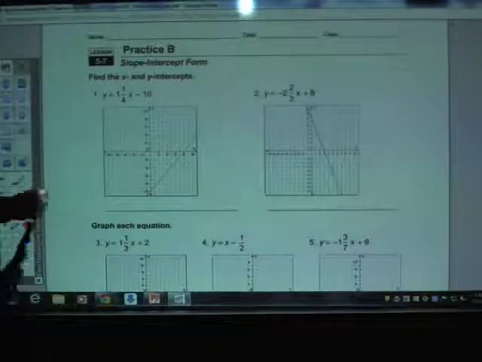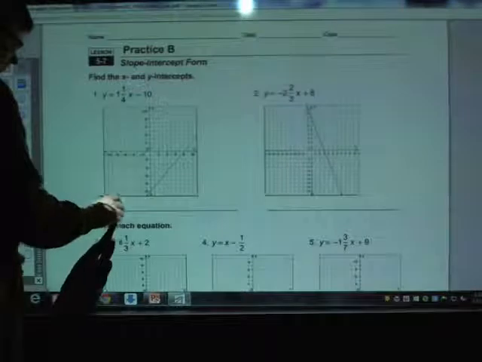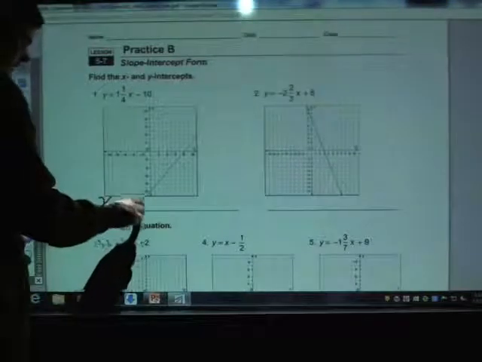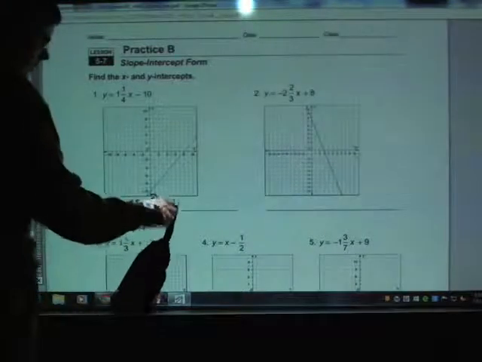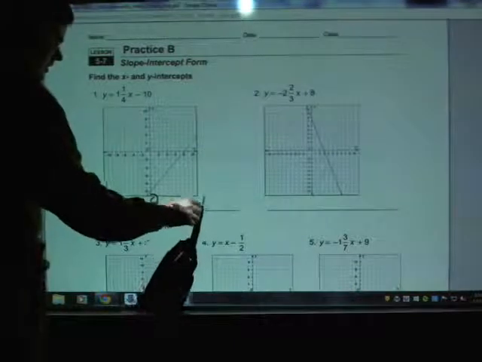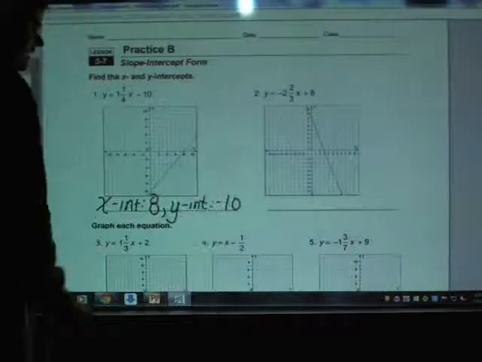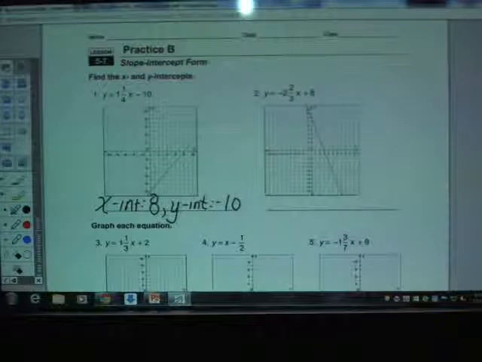So that's our answers. The x-intercept is 8. The y-intercept is -10. You do the same thing in question number 2. Tell me where it goes across the x-axis. Tell me where it goes across the y-axis.